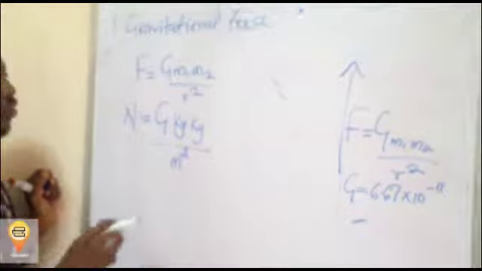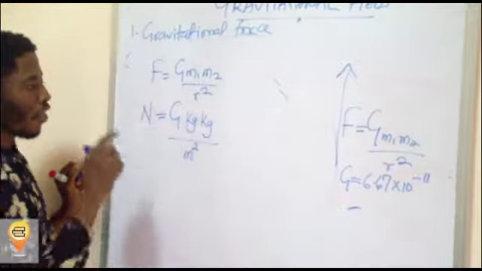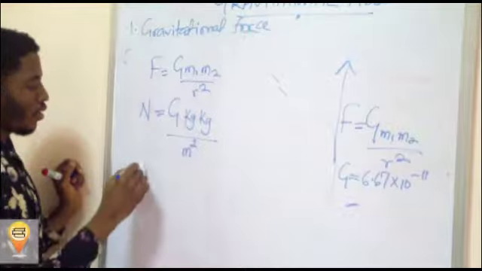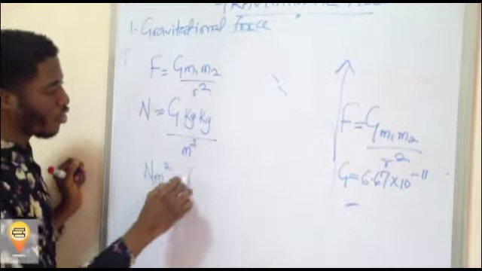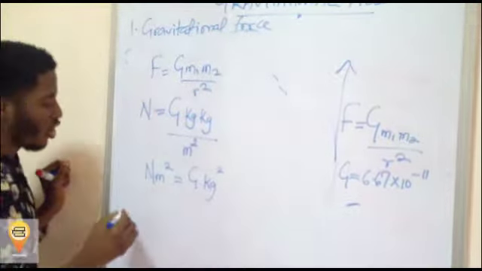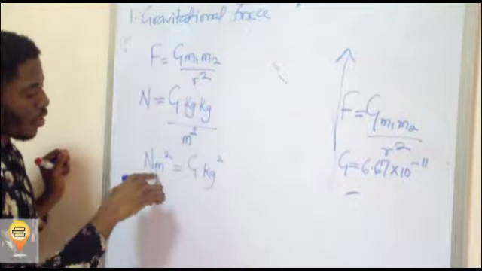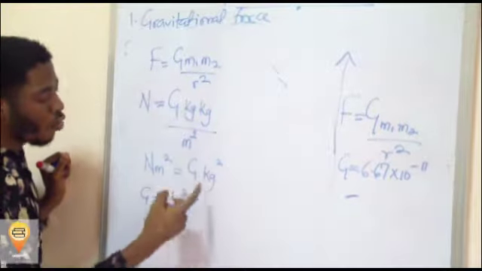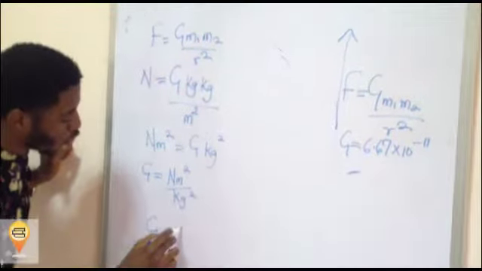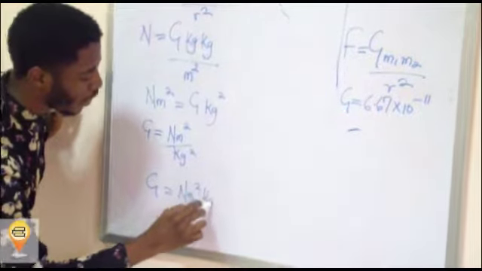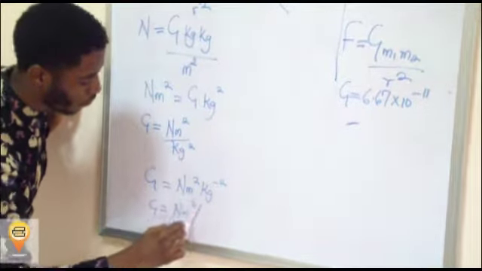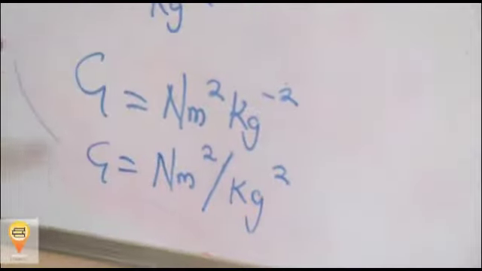Now look at this. We make G our subject of formula. If you are making G our subject of formula, this is what we have. M squared comes to this side and multiplies N. This becomes Nm squared equal to G kg. Kg multiplied by kg gives kg squared. Now we go further, make G subject of formula. That becomes Nm squared all over kg squared. Mathematically, you can rewrite it this way. G is equal to Nm squared per kg squared, or like this. This is how you get the units of your gravitational constant.